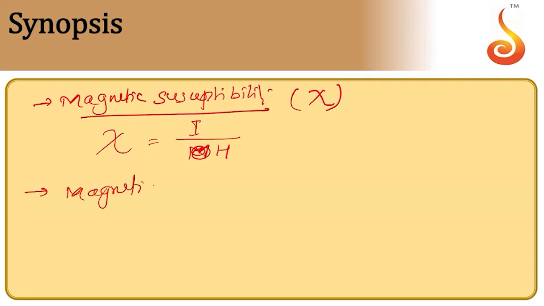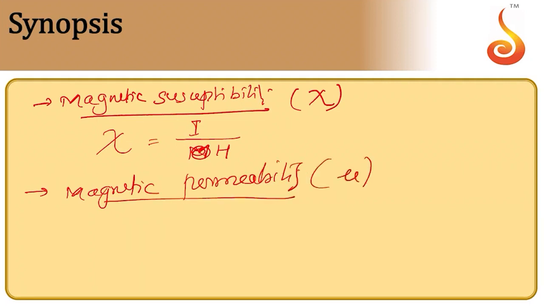Magnetic permeability, represented by mu. It is the ratio of the magnetic field to the intensity of magnetizing field. So, B divided by H. So, this is known as magnetic permeability.